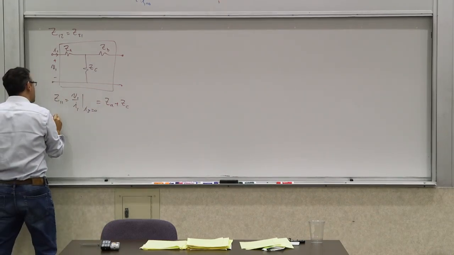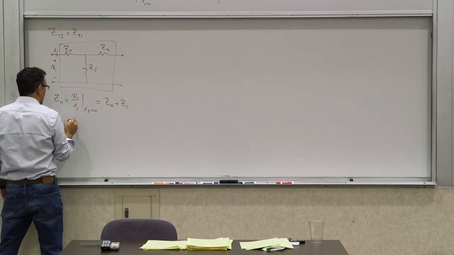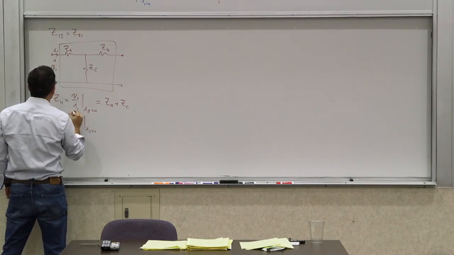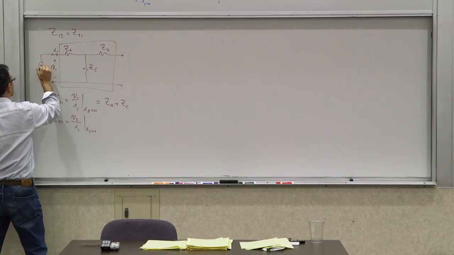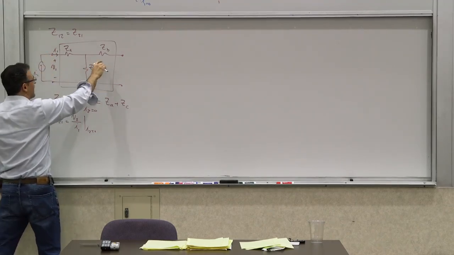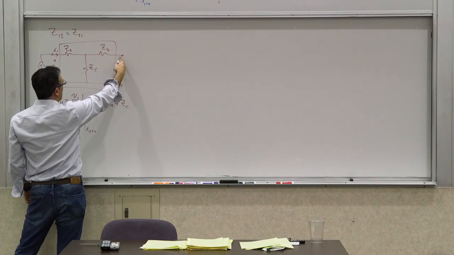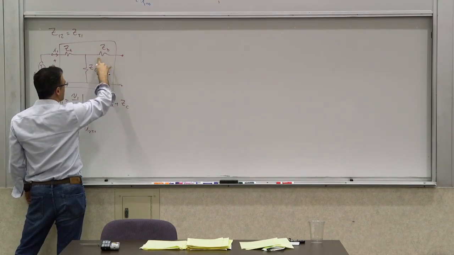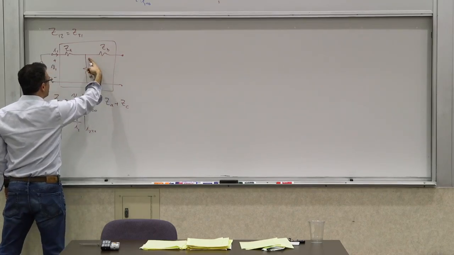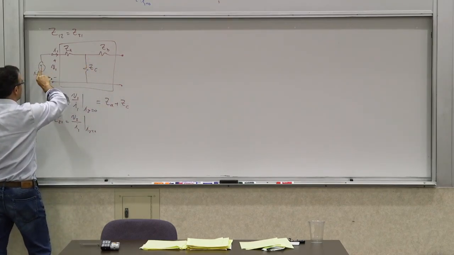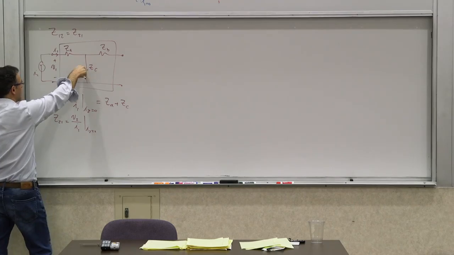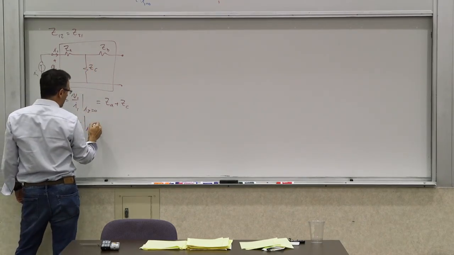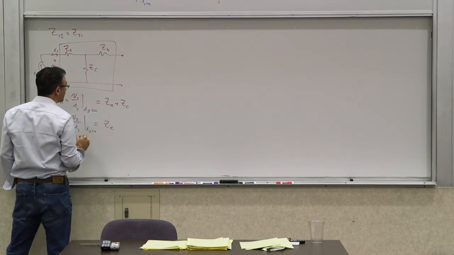Now, how about Z21, which would be the ratio of V2 over I1 when I2 is 0. So if you apply an I1 here, and then keep this open and look at this voltage, well, this voltage is the same as that voltage, because there's no current flowing through this resistor when it's an open circuit, so the voltage across it is 0. And this voltage is basically what? All of this current will flow through ZC, so it would be I1 times ZC divided by I1. So that would give you ZC.